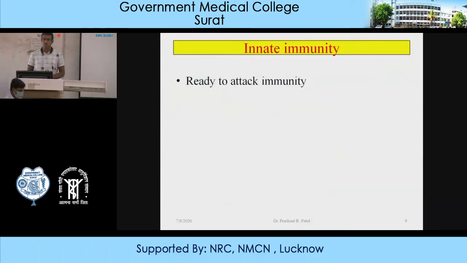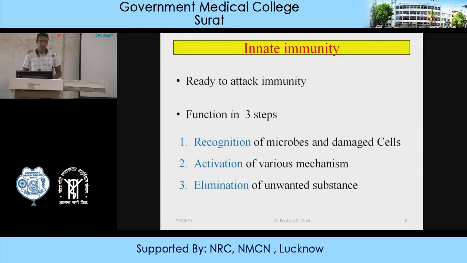Innate immunity is basically ready-to-attack immunity. It functions in three steps. First is recognition of microbes and damaged cells from the body. Second is activation of various immune mechanisms. And third is elimination of unwanted substances like infectious agents. So in these three steps it works.